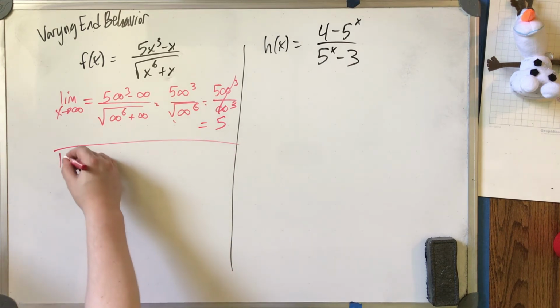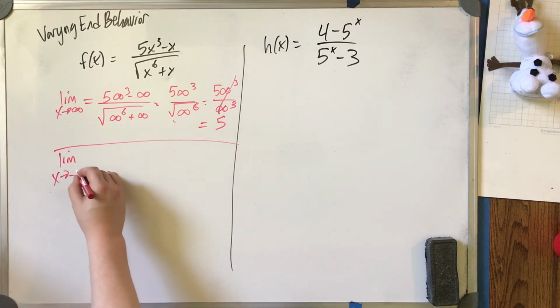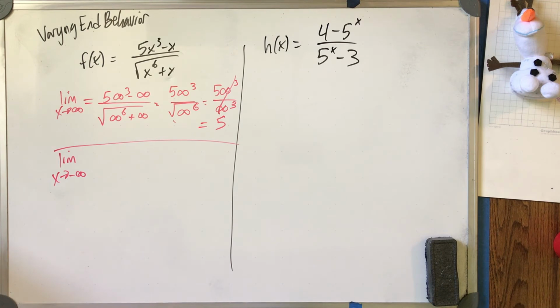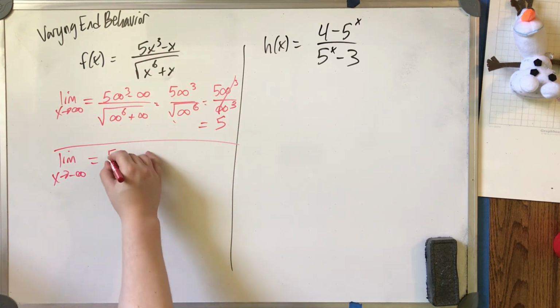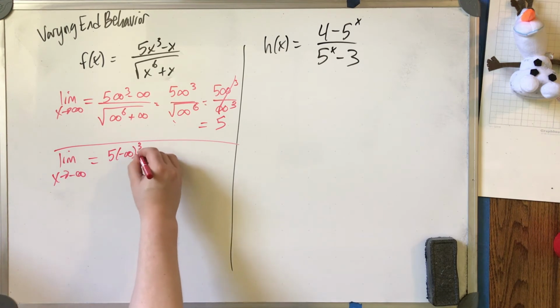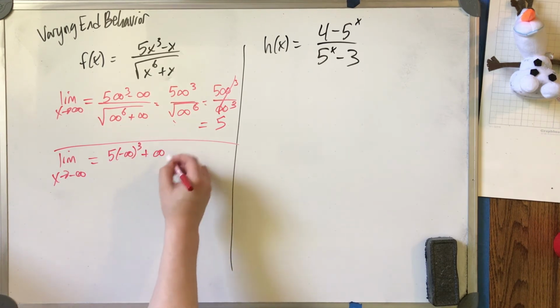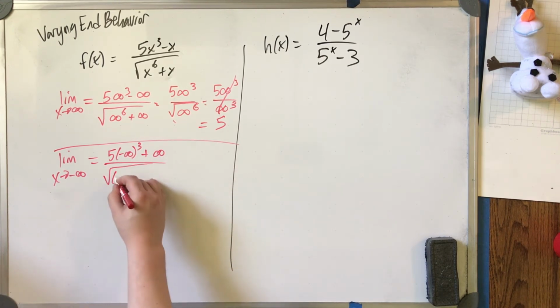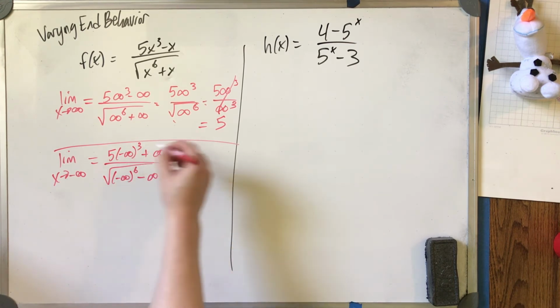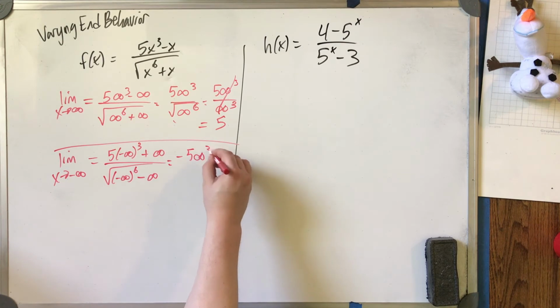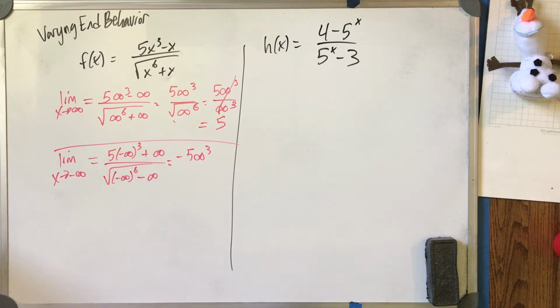Now if I do this exact same thing as x is approaching negative infinity, let's see how that changes things. When I plug this in up top, we'll have 5 times negative infinity to the third. It'll be plus infinity. And then in the bottom, I'll have negative infinity to the sixth minus infinity. So up top, I get a negative 5 infinity to the third. The plus infinity goes away.